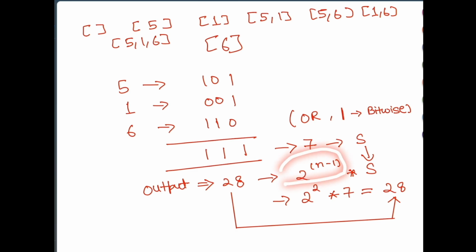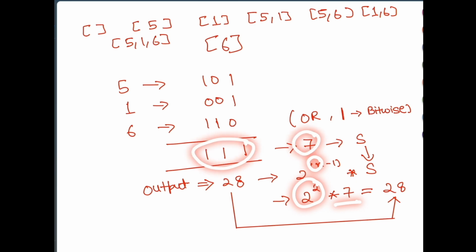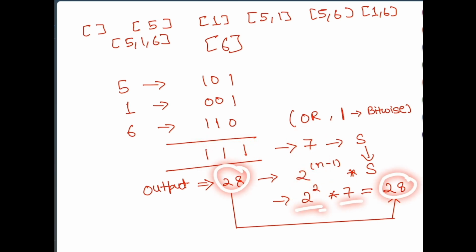It is 2 to the power n minus 1. N is 3, so it is 2 to the power 2 multiplied by 7. Why 7? Because the OR of all the elements is equal to 7. So when you multiply 7 with 2 to the power 2, this is going to be 28, which is your output. But how are we coming to this conclusion that this formula is correct?